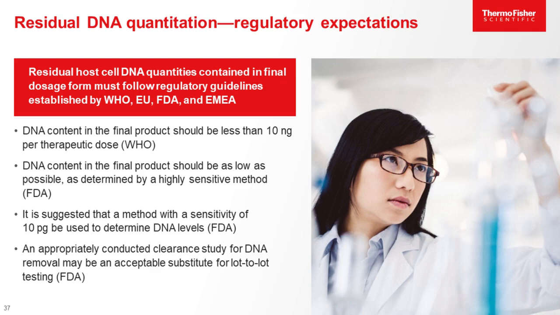The World Health Organization, for instance, requests that the amount of residual DNA per dose is kept below 10 nanograms. Residual plasmid is part of the 10 nanogram per dose limit along with host cell residual DNA. The FDA requests that the host cell DNA content is kept as low as possible and that you are using a highly sensitive method to determine DNA level. The FDA also suggests that you conduct rigorous clearance studies throughout the downstream process to show that the process is capable of removing the vast majority of DNA from the product and to monitor process deviations.